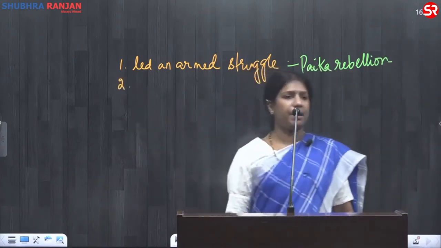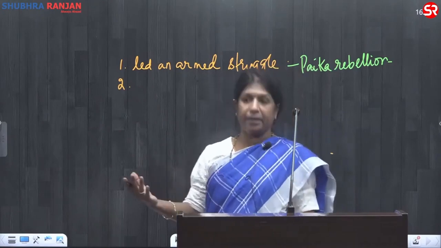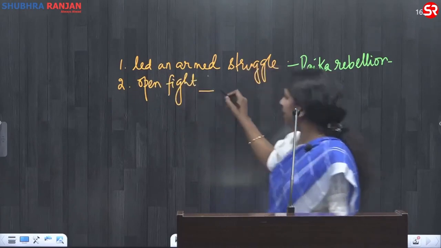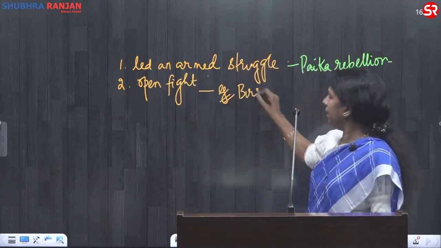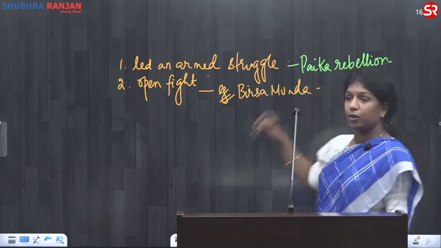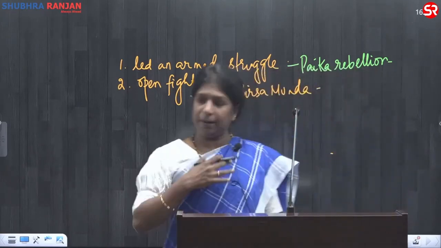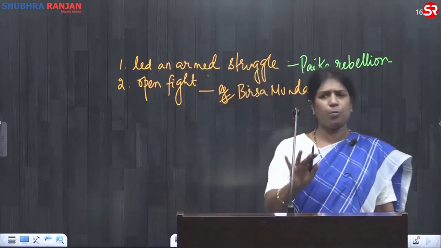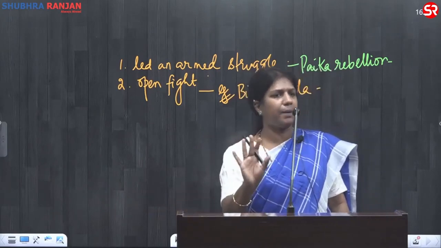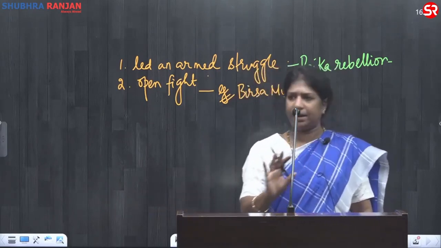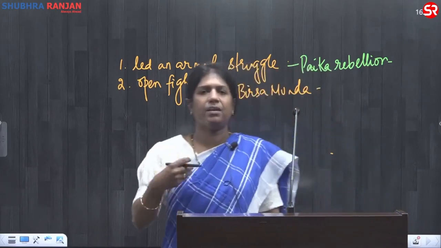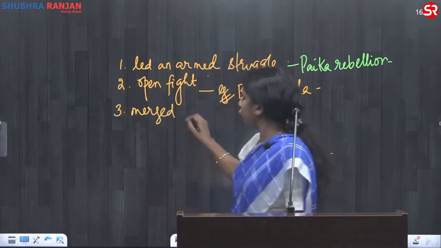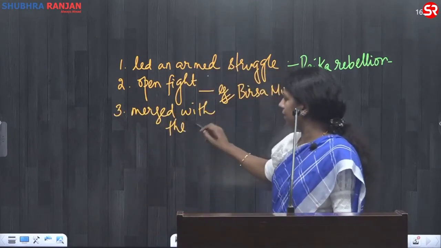The second one: they fought with the Britishers openly, an open fight. Here you can give the example of Birsa Munda. He collected all the tribes together and openly fought with them. One man openly fought, but still oppression was there. We are not touching that point. Tribes did fail, but on learning from their failure, we took some inspiration. Clear?